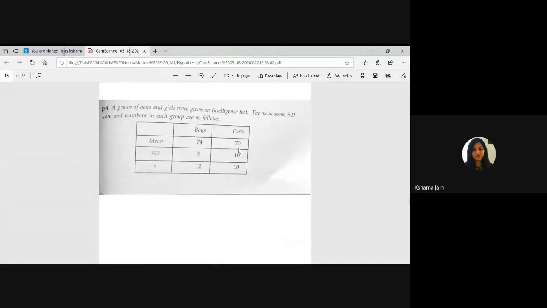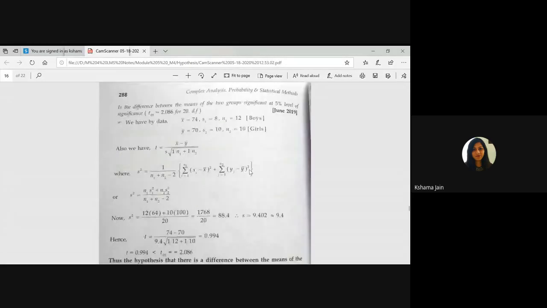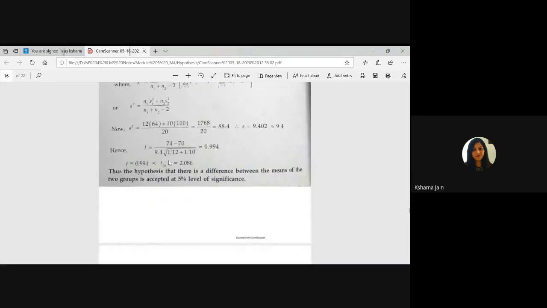This question is for two populations. For boys and girls, individually, they have given the mean, X bar. SDs they have given, SD means S again, and we will take n minus 1, put into the formula. X bar for boys, for girls, the data they have given, we have the T formula, just put into the formula. That's it. You put into the formula, it came 0.994. Since 2.086 was given, it is less than that, hence the hypothesis is accepted. Completely formula based only.